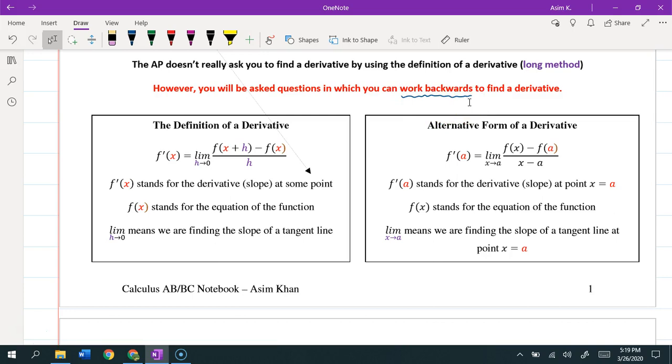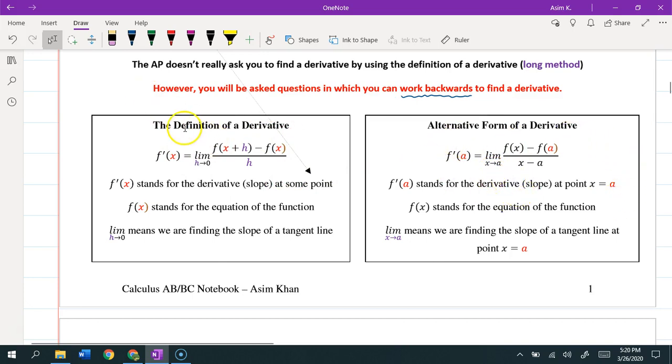So I will share with you what type of AP questions are related to the definition of a derivative and the alternative form of a derivative. Most importantly, what you have to first do is memorize both of these definitions. You have to memorize both of them. You have to know them very well. There's going to be a question, right? Listen carefully. There's going to be a question that's going to either look like the one on the left, or it's going to look like the one on the right, okay?